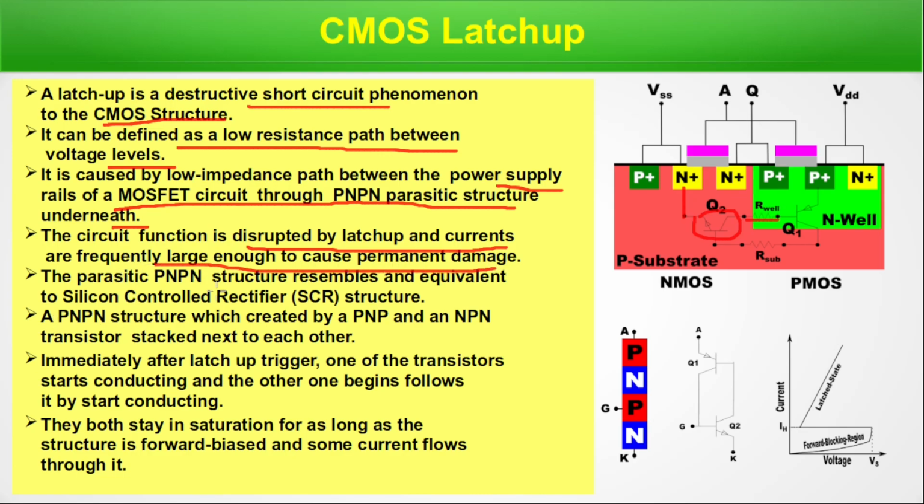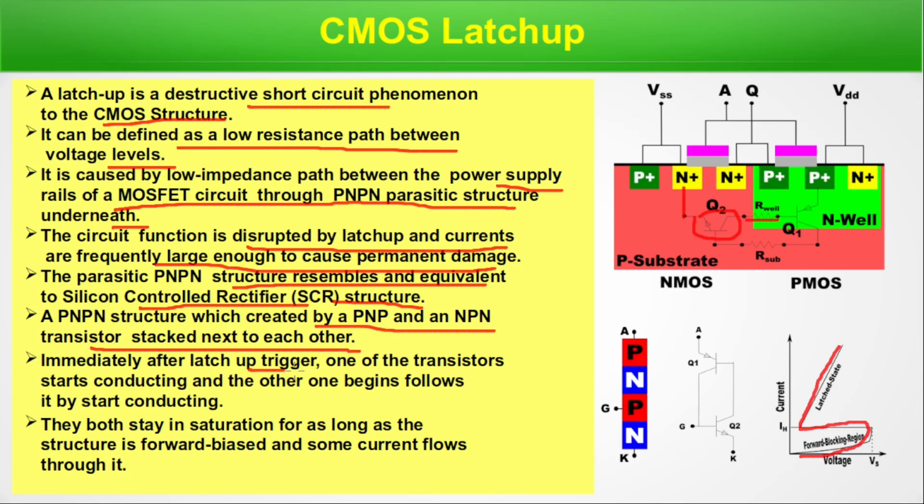The parasitic PNPN structure is equivalent to a silicon controlled rectifier structure. And we know in a silicon controlled rectifier, or SCR, a sudden huge current flows. This is the IV characteristic of SCR. So a PNPN structure is created by a PNP and an NPN transistor stacked next to each other.